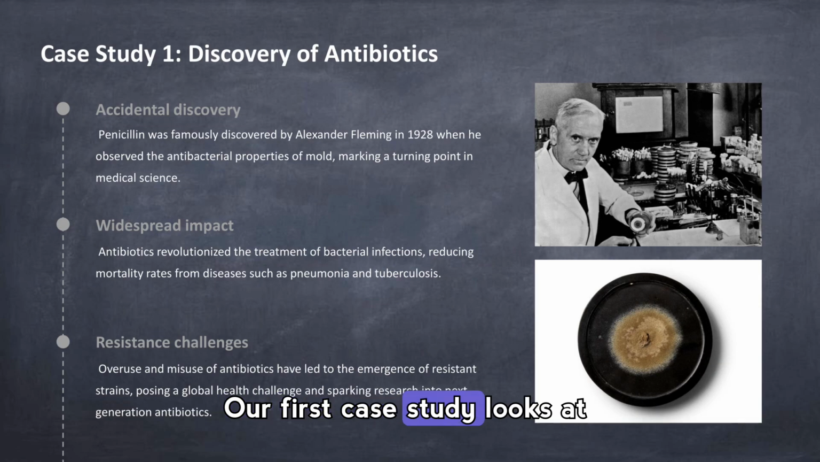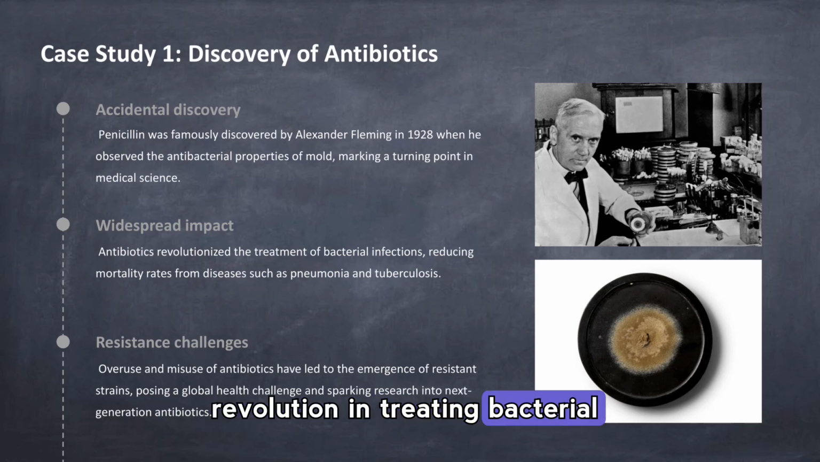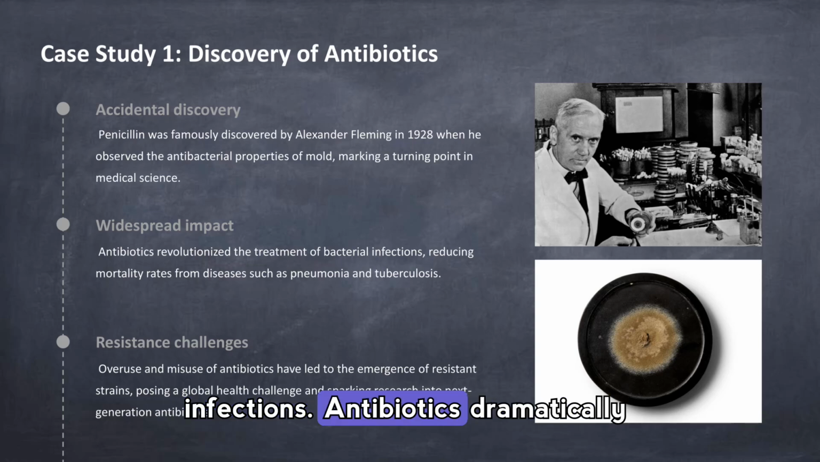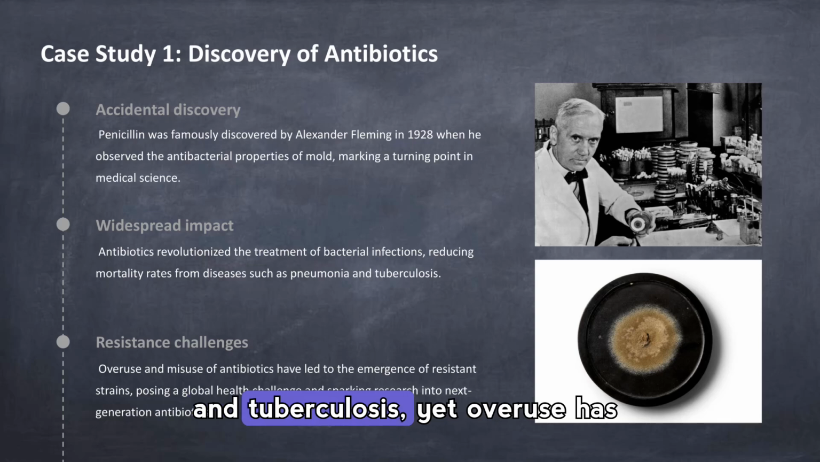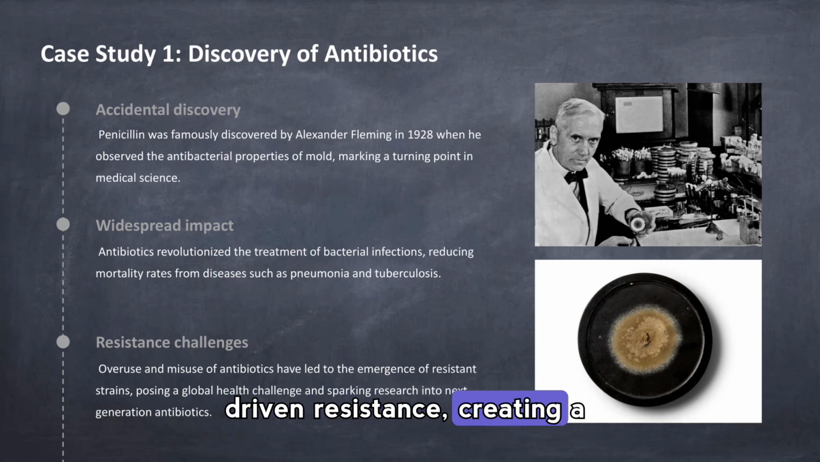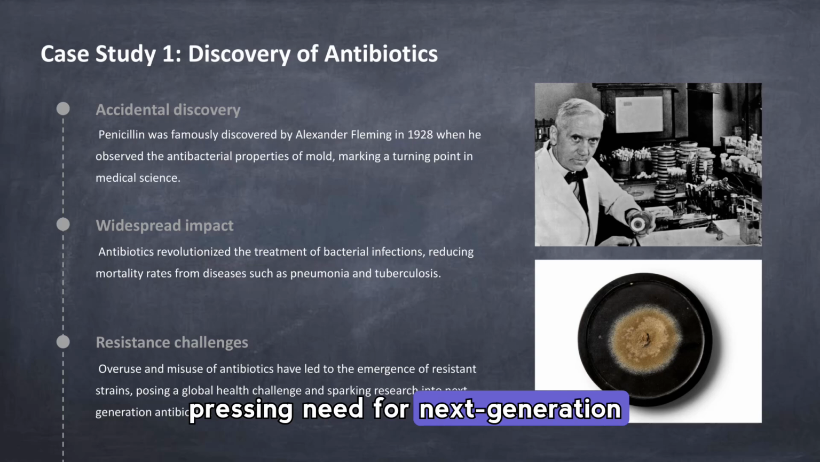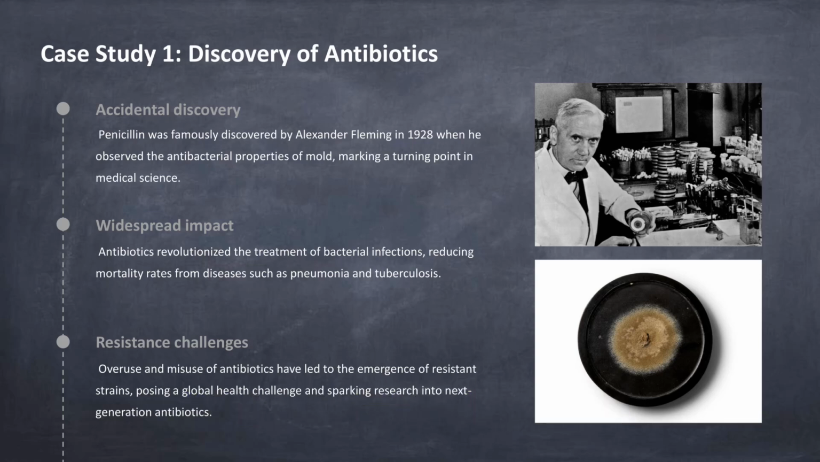Our first case study looks at antibiotics, where penicillin's accidental discovery sparked a revolution in treating bacterial infections. Antibiotics dramatically lowered mortality from pneumonia and tuberculosis, yet overuse has driven resistance, creating a pressing need for next-generation agents and strategies to preserve the benefits of these life-saving medicines.